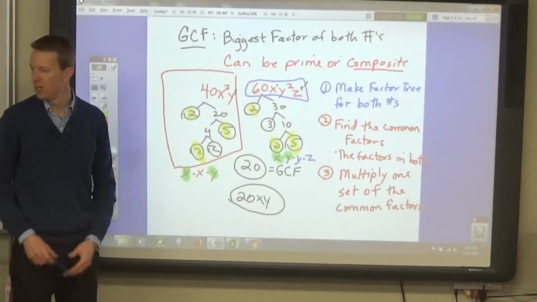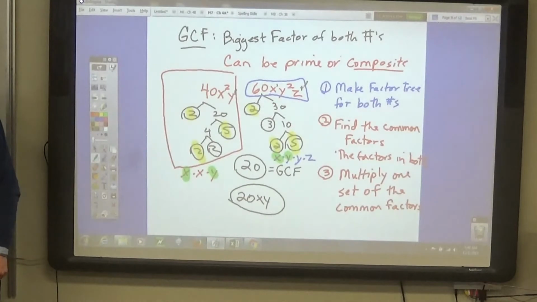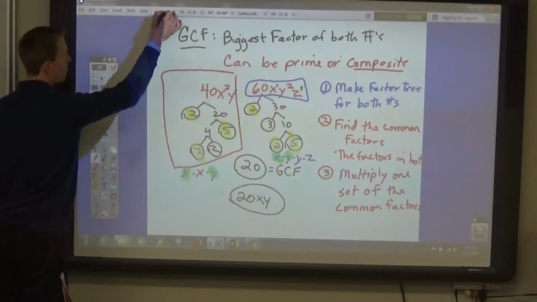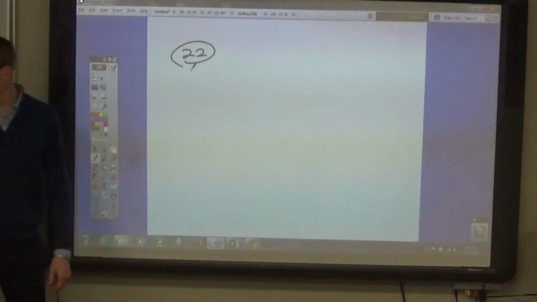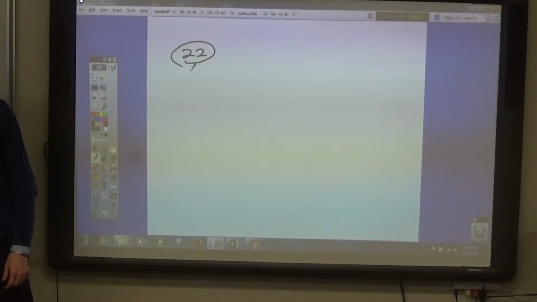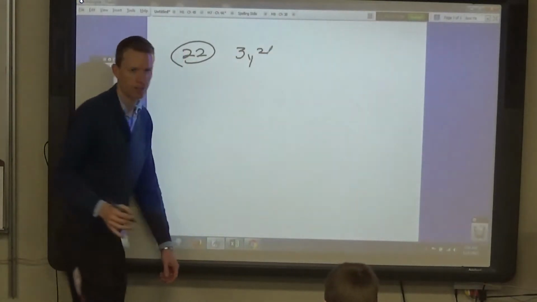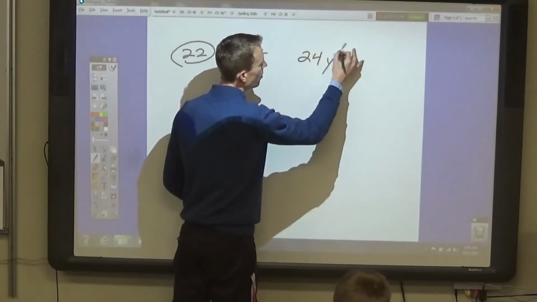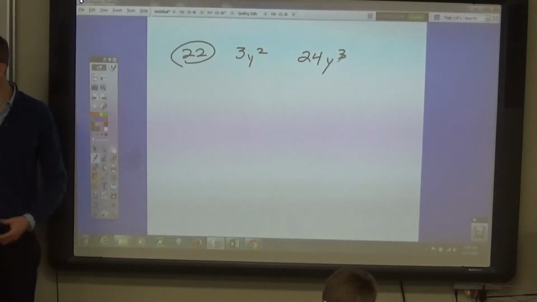Okay? Let's try one of those from your assignment. Let's do number 22. That's one of your numbers that you have to do for tomorrow. Page 193, number 22. You're starting with 3y squared and 24y to the third power. And it says to write the greatest common factor.